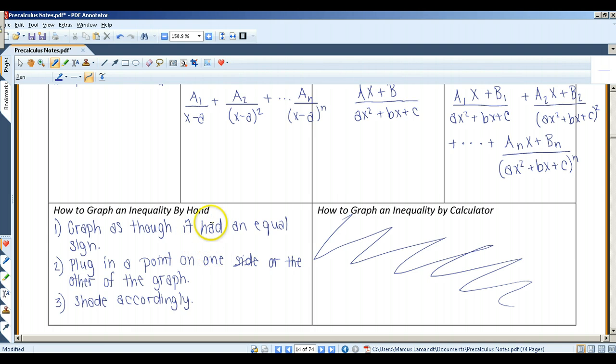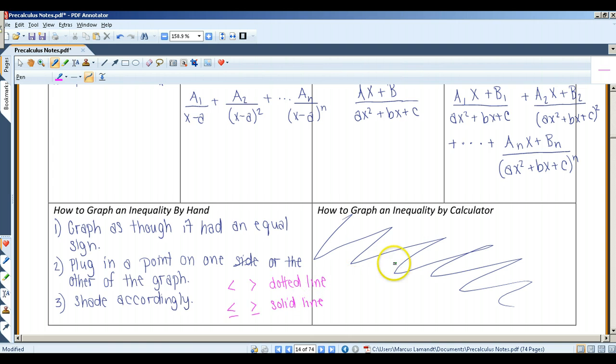Okay? Also, hopefully you guys remember that if you have inequality symbols like, here, let me pick a different color. If you have this or this, you get a dotted line. If you have this or this, you get a solid line.